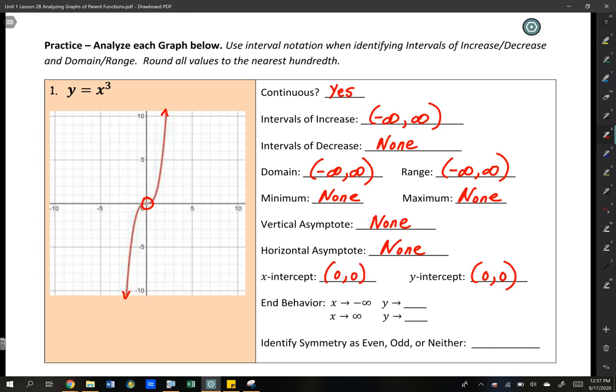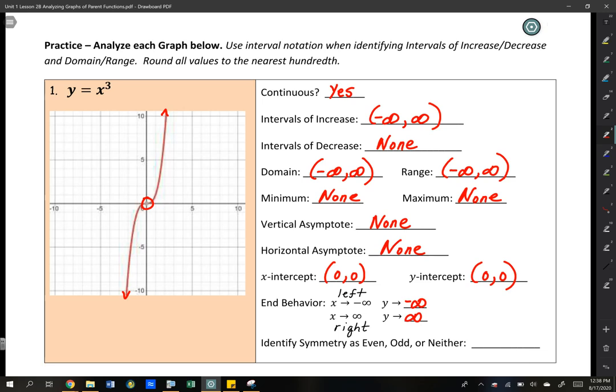The end behavior, so the end behavior as x goes to the left or as x goes to the right, which way is it pointing? As x goes to the left, we're pointing down. So that means that we are approaching negative infinity. As x goes to the right, we're pointing up. So that means we're approaching positive infinity.